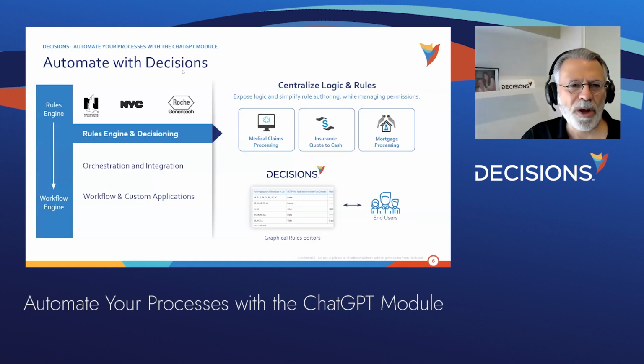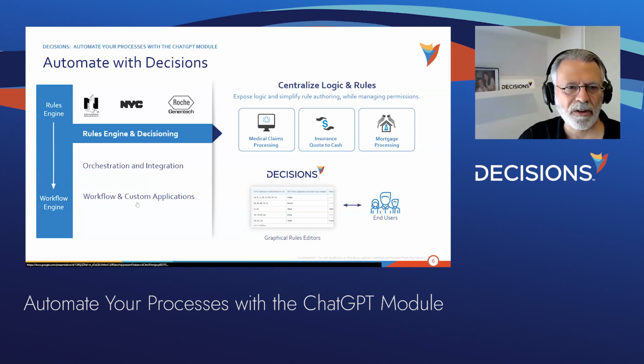So first, what is Decisions? Decisions is a no-code software development platform with a rule engine, a workflow engine, integration engine, and some UI tools. And it's completely no code. There's 3 use cases that we generally get involved in regularly.